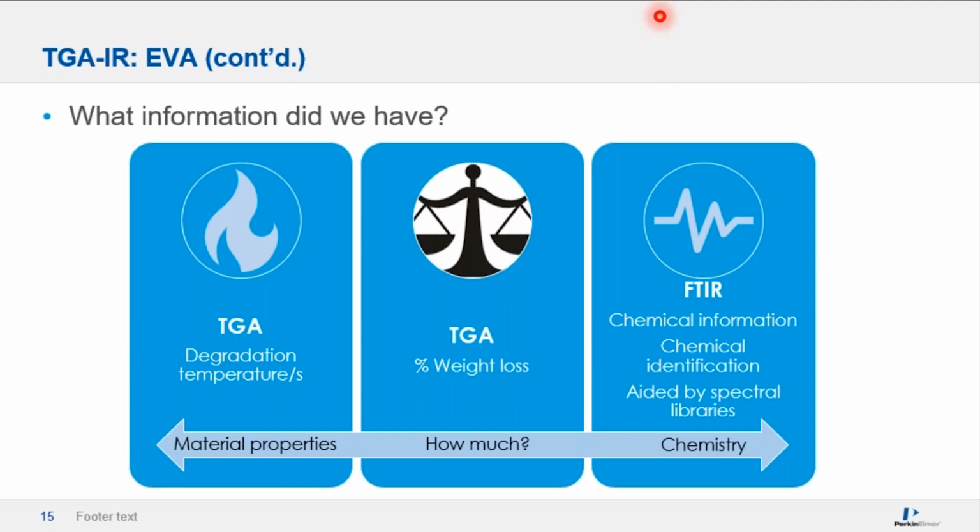So what kind of information did we get from this analysis? So TGA shows us degradation temperatures. TGA shows us percent weight loss. So these help answer questions regarding material properties, thermal stability, and answers the question, how much of these different components are in our sample. And then we can use the FTIR spectra to get chemical information, chemical identification, and we're aided by the ability to easily search large spectral databases.